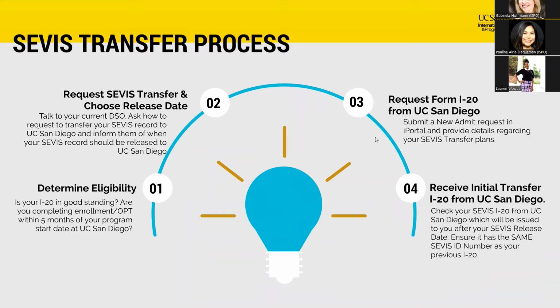Okay, so number 3 here is request your Form I-20 from UC San Diego. So once you determined that you are eligible, and once your institution has then released your SEVIS record to UC San Diego, you then need to request your I-20 from us so that we can complete the transfer process. We'll go over the steps to submit the request in iPortal. And once you receive your initial I-20 from UC San Diego with respective program dates, we'll also talk a little bit more about how to maintain that record and what you can do between now and the time your program starts in summer or fall.